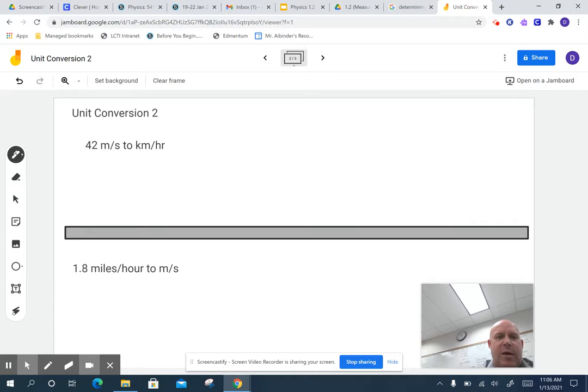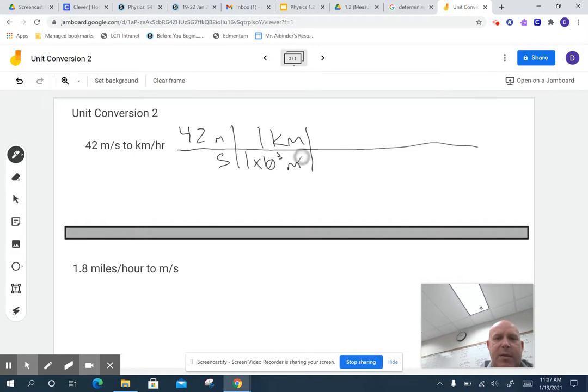42 meters per second to kilometers per hour. So here you've got to do multiple conversions. Now you can look at it differently. You can figure out what way works for you, but so 42 meters per second. Per means it goes on the bottom, okay? Now, the meters I need to change to kilometers. Well, I know we can do that first. So 1 times 10 to the third meters is 1 kilometer. Meters cancel, you now have kilometers, which is what you want.